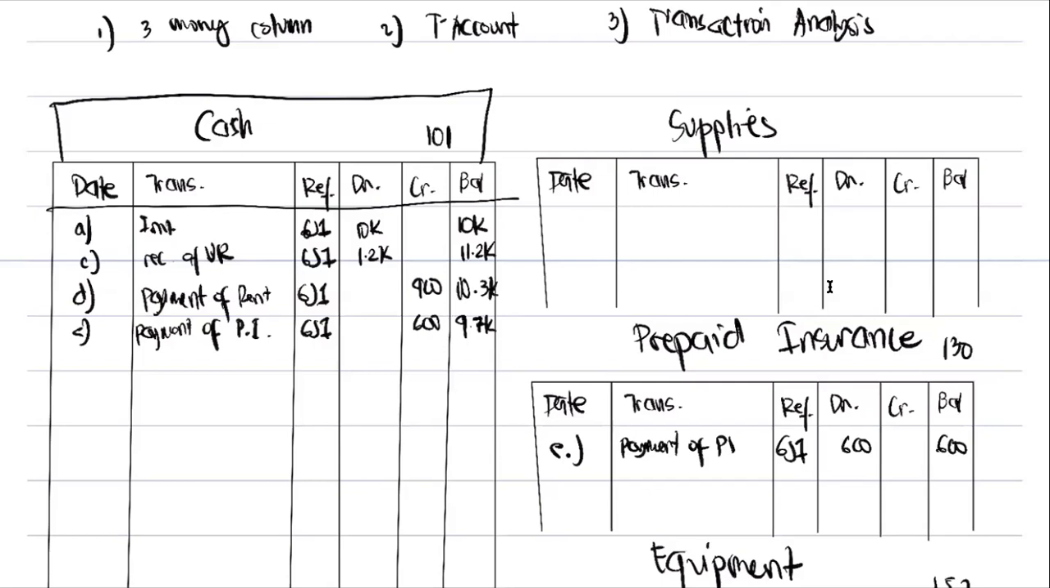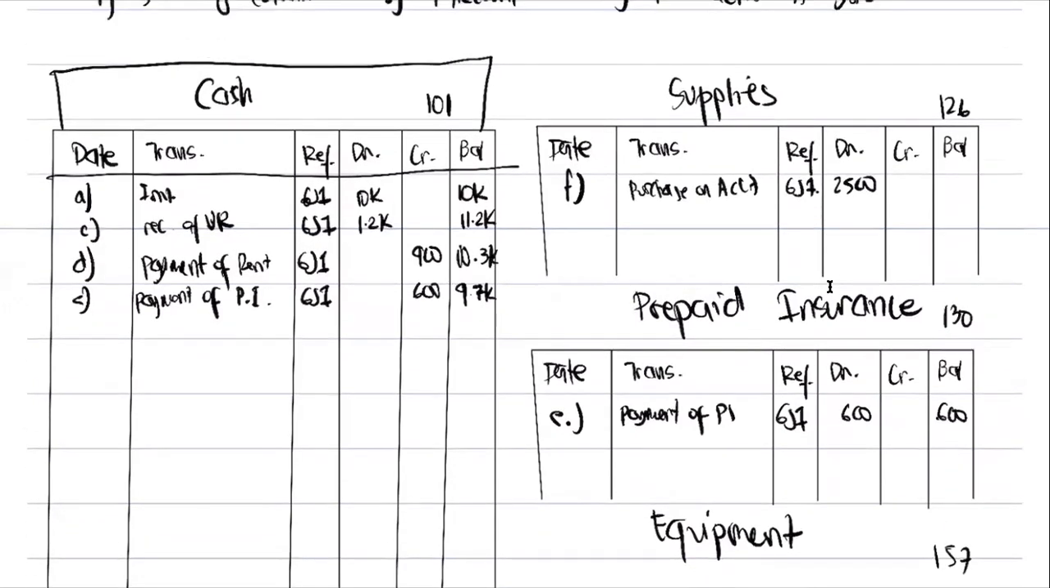So we're done with letter E. Letter F, Pioneer purchased a 3-month supply of materials on account. So we debit supplies 126. So purchase on account. So that is letter F. The amount of the purchase on account is equal to 2,500.